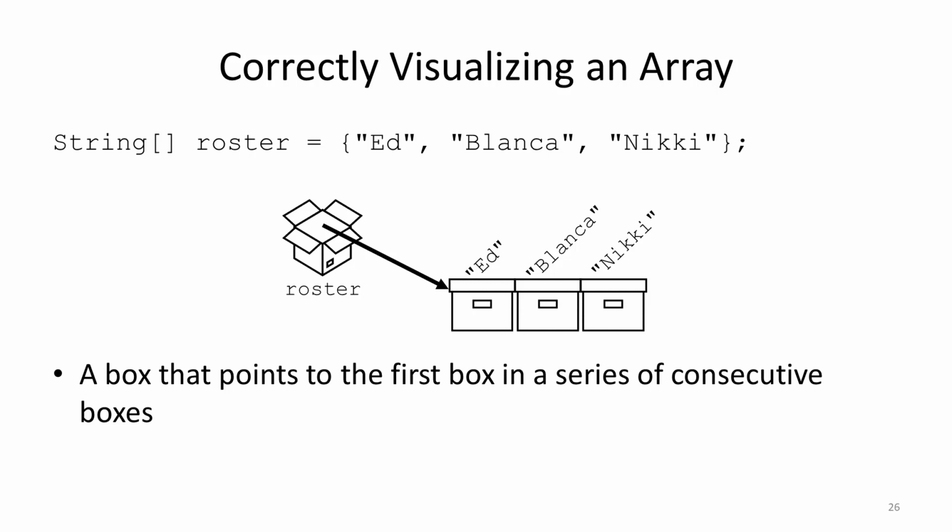Now, why is it like this? It seems unnecessarily complicated. Well, this is reflective of how memory is managed in the Java virtual machine. The variable roster and the array data are stored in separate places in memory. That is why the roster variable contains a memory address of where the array data is.